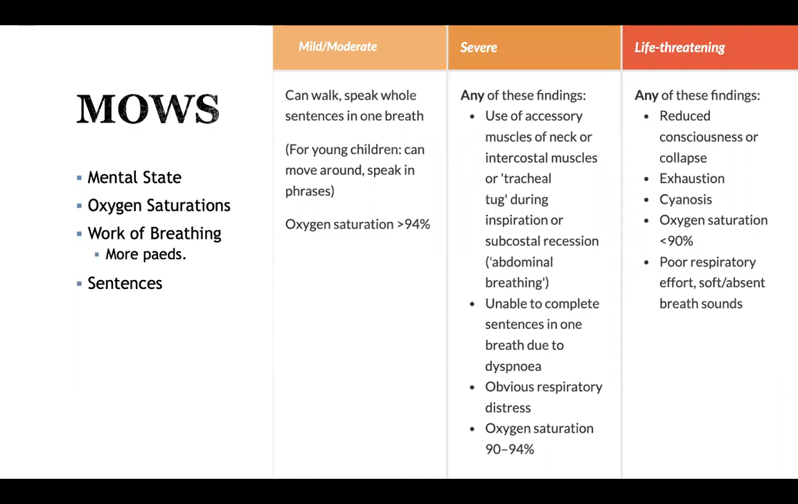So mental state, are they thinking, talking to you? Oxygen, work of breathing, which is more of a Pete's thing. And sentences. If they can't talk, it's life-threatening. That's the silent chest thing. If they can't even get out 2 syllables, that's severe. And if they can talk in a few sentences or like bits and pieces, phrases, it's not horrible.